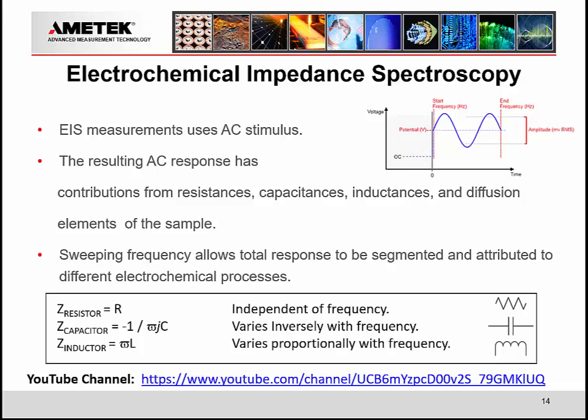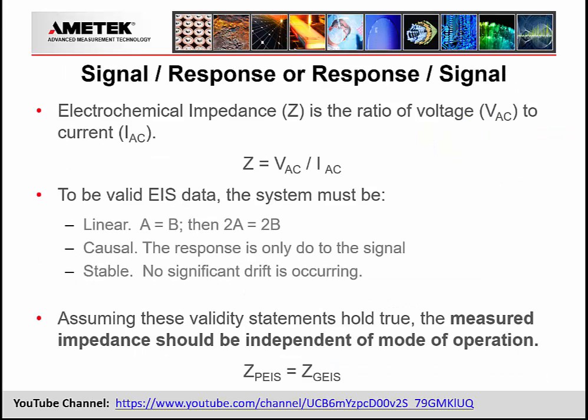The impedance of a capacitor varies inversely with frequency, meaning its impedance is low at high frequency and its impedance is high at low frequency. In an inductor, it varies proportionally with frequency, meaning that if you sweep the frequency, at high frequency the impedance of the inductor is high, and at low frequency the impedance of the inductor is low, and you'll see all of these things come back around when we start looking at EIS data for lithium-ion batteries here in a little bit.